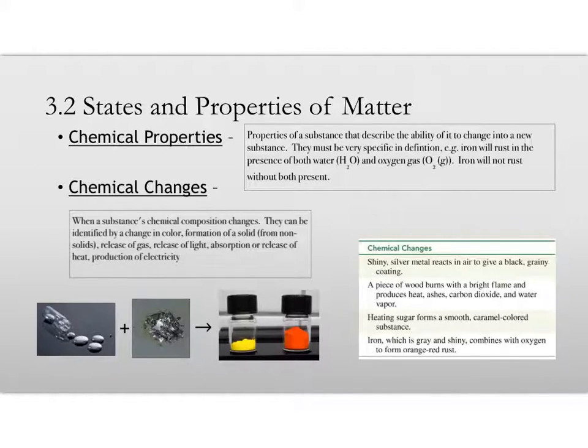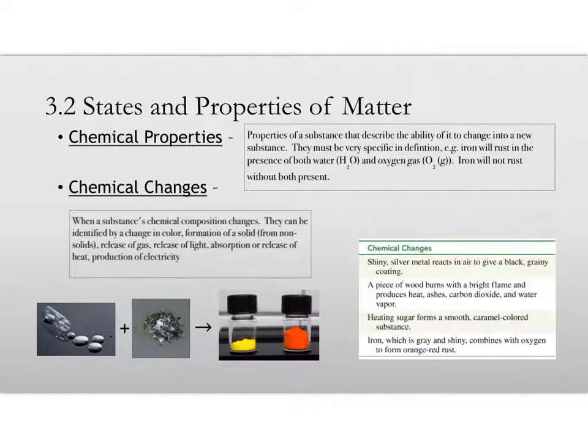If I take a piece of carbon and I throw it into water, like let's say charcoal or pencil lead, is it going to explode? No, because that is not a chemical property of carbon.